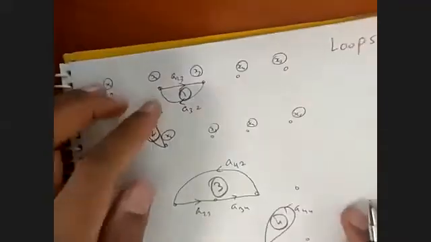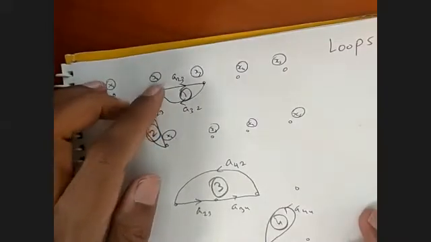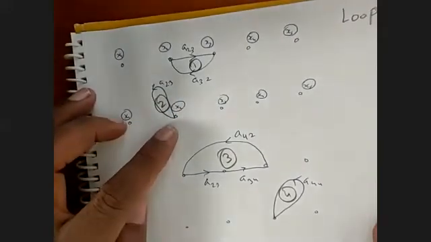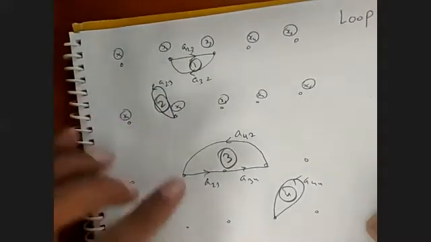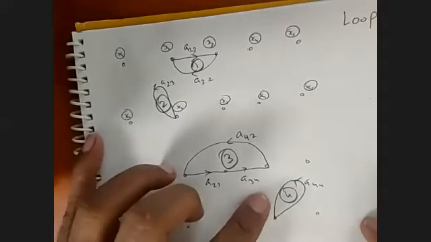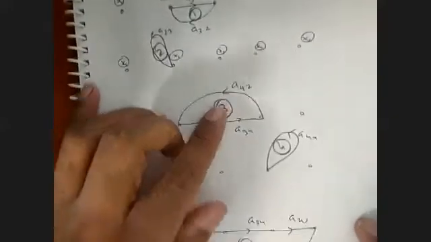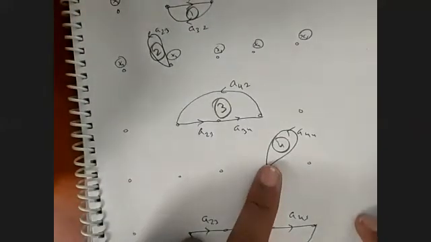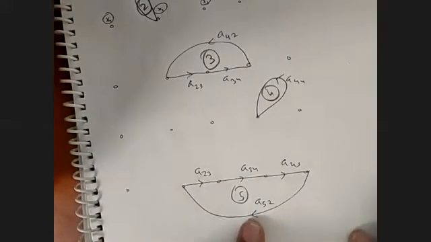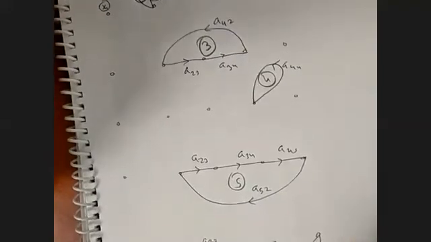So we have loop number 1, that is A23 and A32. Then loop number 2, that is A22. Then loop number 3, that is A23, A34 and A42. Then a loop that is A44. Then a loop that is A23, A34, A45 and A52. And the last loop is A23, A35 and A52.